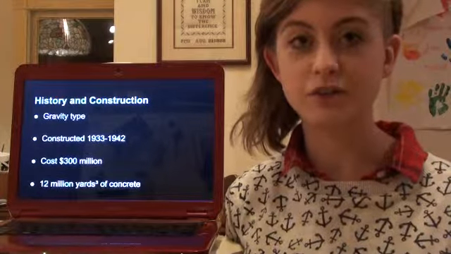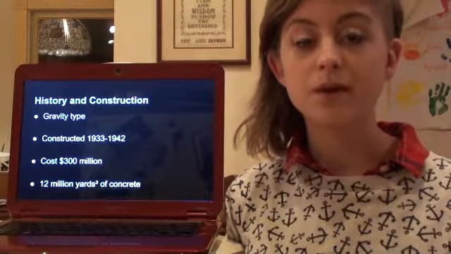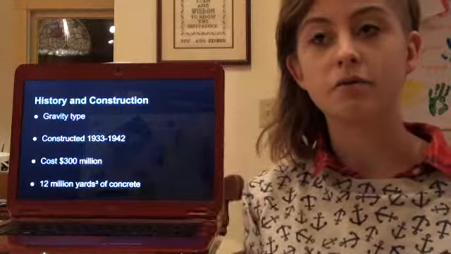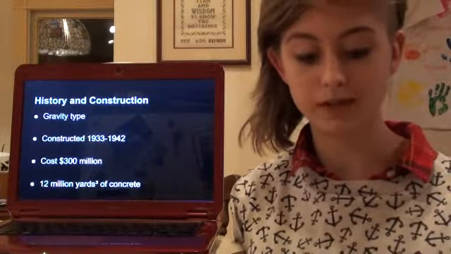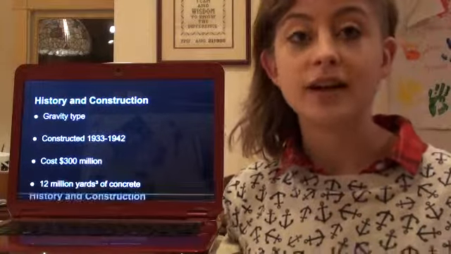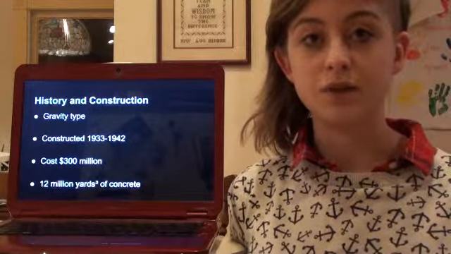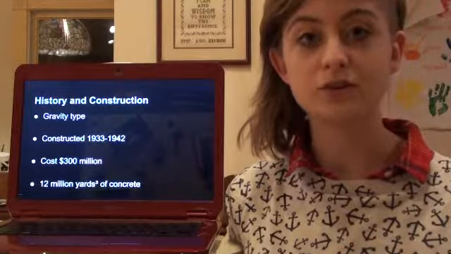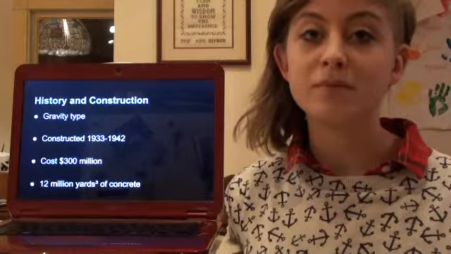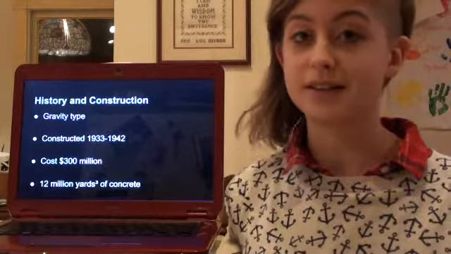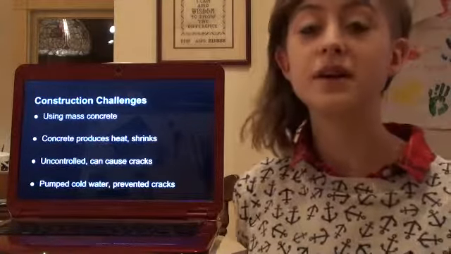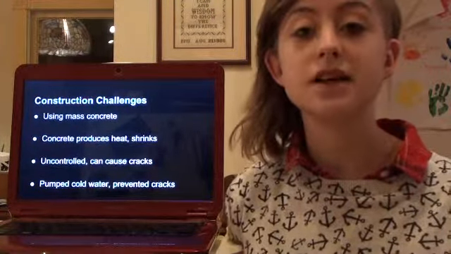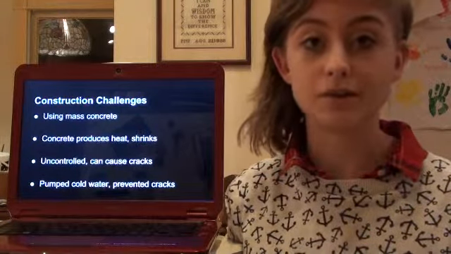The history and construction of the Grand Coulee Dam: it is a gravity type, which means that a lot of the way that it works is through the amount of weight that is pushing down on it, which we will get into more later. It was constructed between 1933 and 1942, 1942 being its final completion, and it cost $300 million at the time to construct fully, and it used 12 million cubic yards of concrete, which is quite a lot of concrete. So there were a lot of challenges that were faced during the construction of this dam, mostly because of the massive amount of concrete that was used.